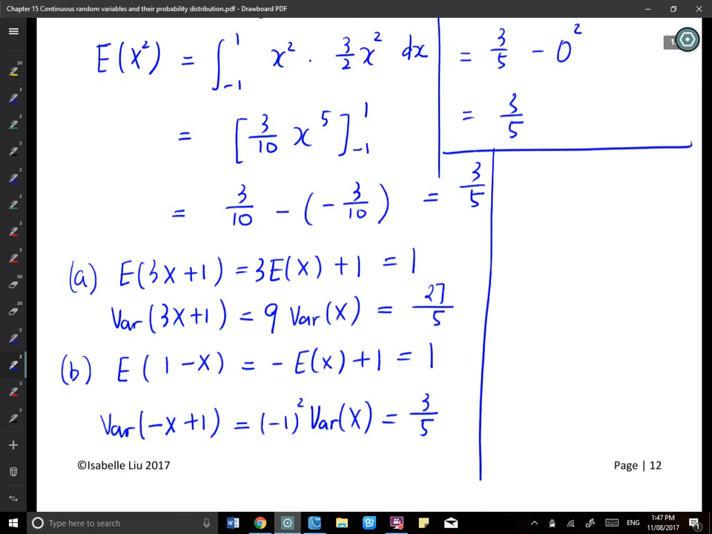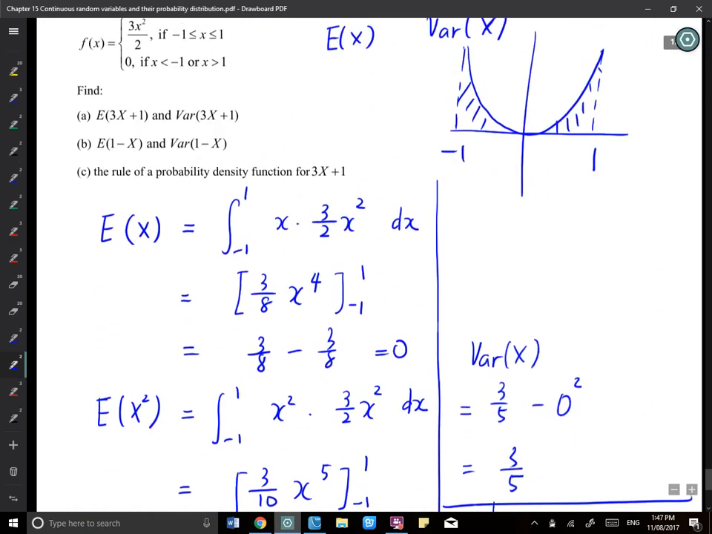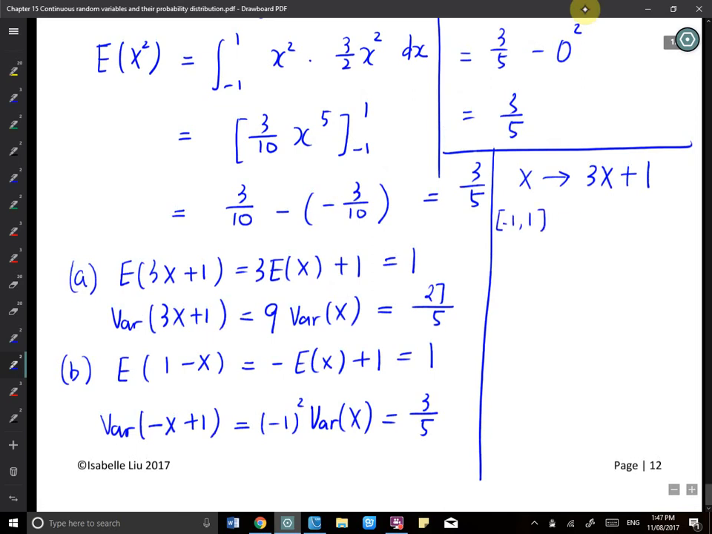The important thing is question C. C is asking, what is the probability density function for the new 3x plus 1? So x now becomes 3x plus 1. For example, if your x before is taking negative 1 to 1, what do you think now it takes from which to which? It just substitutes in. 3x plus 1. So put negative 1 in, it's negative 3 plus 1 is negative 2. So that's negative 2 to 4. So now your new function will get a new domain. You just substitute the domain into that and then you find where it will be.